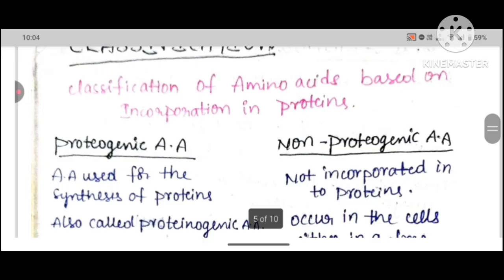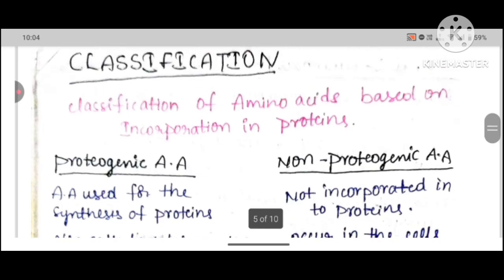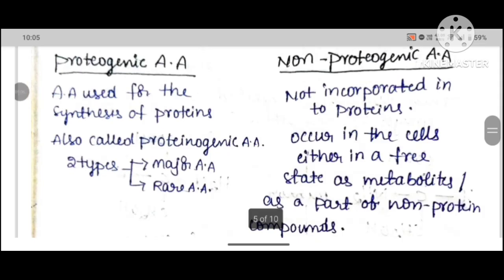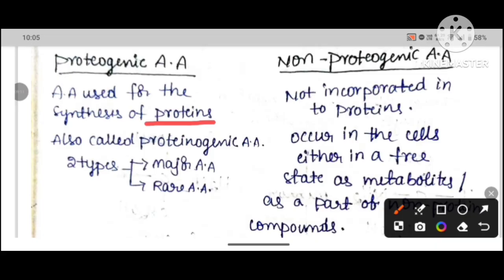So let's see the classification of amino acids. Classification of amino acids based upon incorporation in protein. There are two kinds of amino acids based upon incorporation of amino acids into proteins. One is proteogenic amino acids and the other is non-proteogenic amino acids. Proteogenic amino acids are the amino acids which are involved in the synthesis of proteins. These proteogenic amino acids are of two types, major amino acids and rare amino acids.